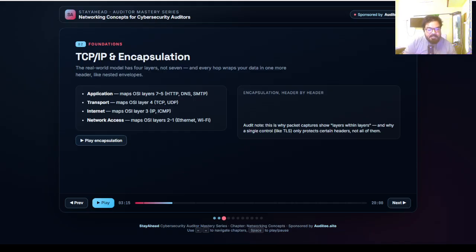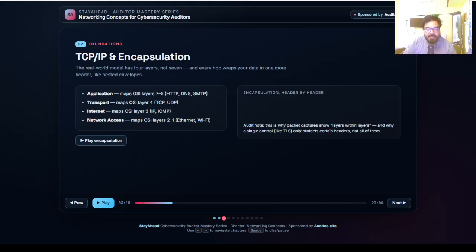In practice, the industry collapsed those seven OSI layers into a leaner four-layer TCP/IP model. Application covers OSI layers 7 through 5: HTTP, DNS, SMTP. Transport maps to OSI layer 4: TCP and UDP. Internet maps to OSI layer 3: IP and ICMP. And network access covers OSI layers 2 and 1: Ethernet and Wi-Fi.